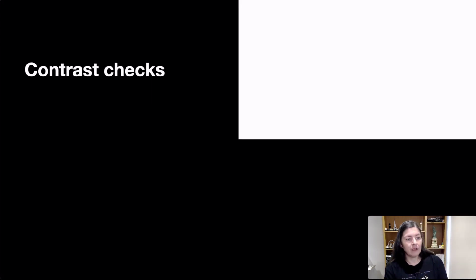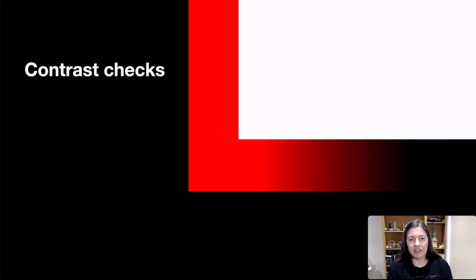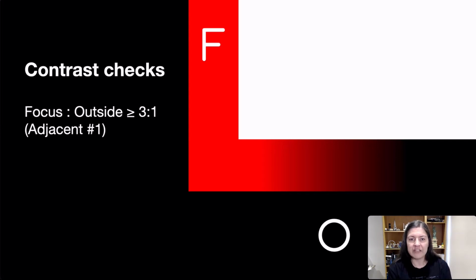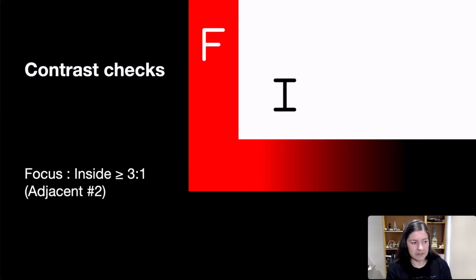So if we zoom in real tight on my button here, and the white button is represented by the white corner of the slide above me now. And then we show the focus style sitting against my button. Just to reiterate, the focus color is the red. The outside color is the black, the outside area. That is my first adjacent color check. And I need to make sure that the red versus the black meets 3 to 1, which it does.